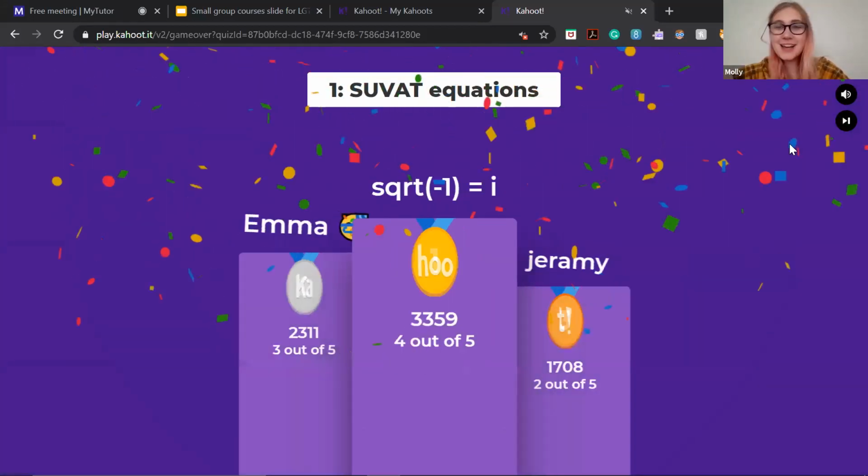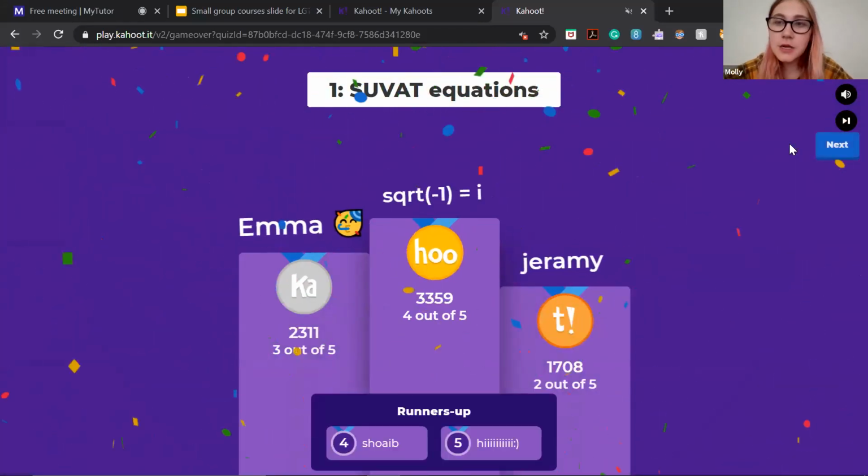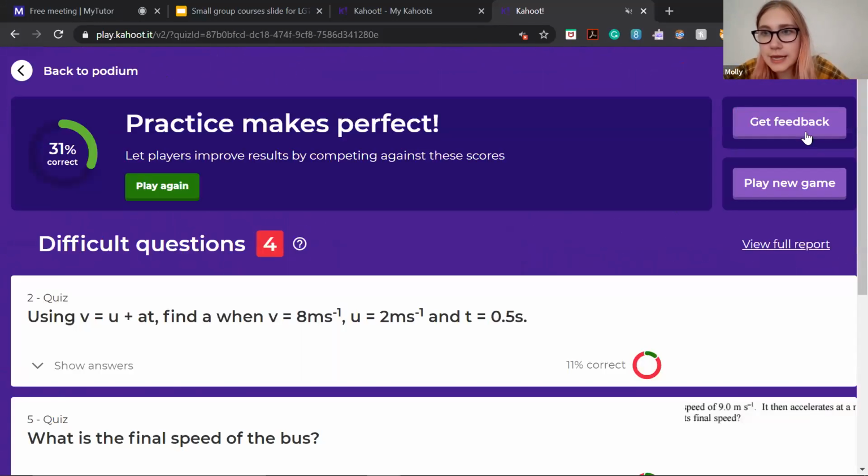Square root of -1 equals I. Nice, awesome. Yeah, well done, guys. So let's have a look, as we normally do, at 31%, exactly what I was expecting. These are really difficult when you haven't learned them. So let's see if we can get that up by the end of the lesson.